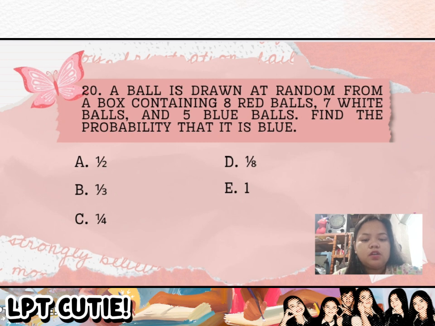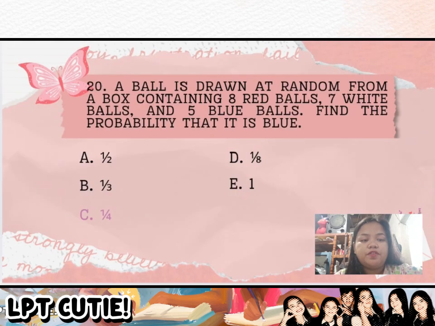Okay, so number 20. A ball is drawn at random from a box containing 8 red balls, 7 white balls, and 5 blue balls. Find the probability that it is blue. So is it letter A, 1/2, B, 1/3, C, 1/4, letter D, 1/8, or letter E, 1? So what do you think is the correct answer? Okay, so it's letter C, 1/4.